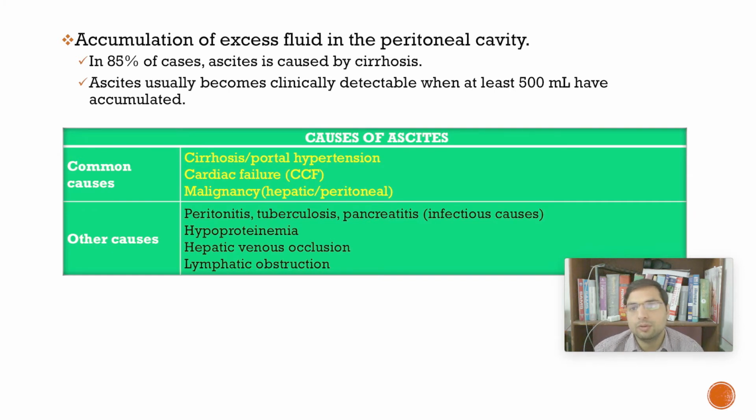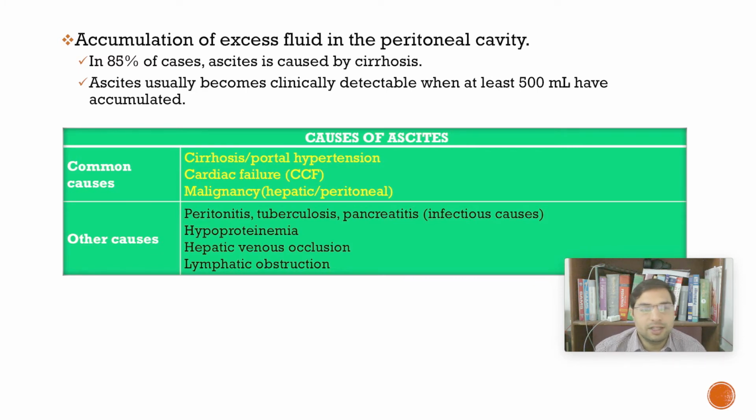It can go to various quantities, like 4 liters, 5 liters can also accumulate in the peritoneal cavity, right? When 500 ml of fluid is there in the peritoneal cavity, the person might be unaware of that condition, but you can clinically detect it by doing certain percussions. We will talk about those clinical methods in the clinical classes.